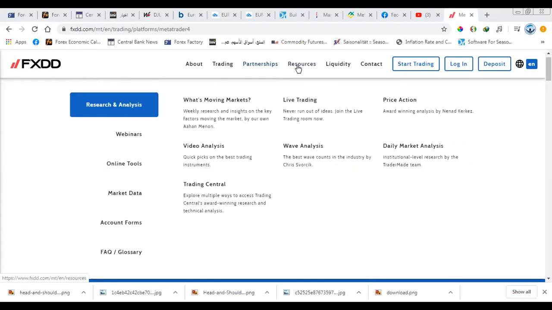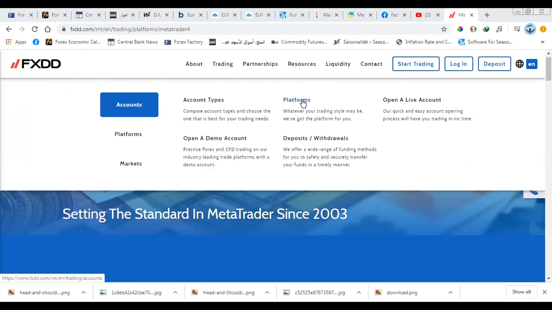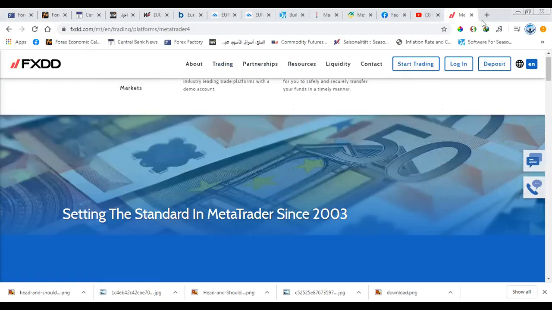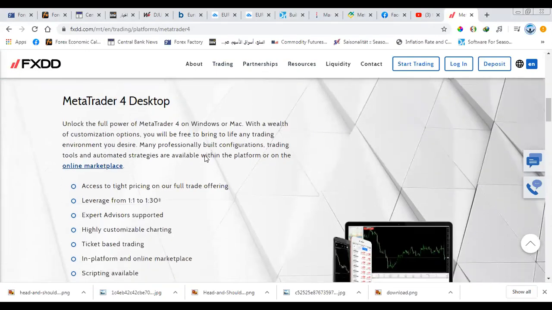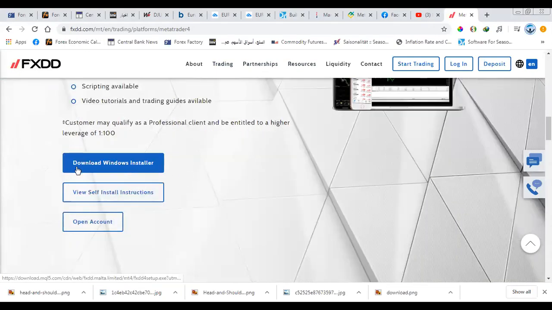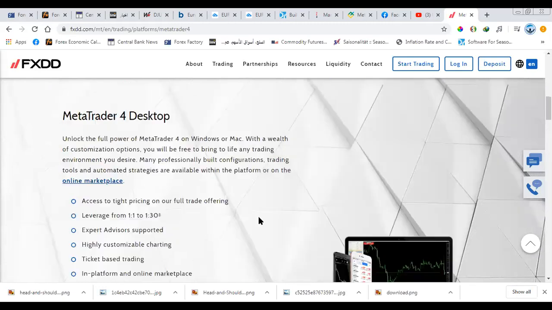You have to find the trading platform. You see here, and after that you just scroll down and you see MetaTrader 4. This is the program we use for trading, MetaTrader 4. In this case, I use it for the desktop here, so I just download from here, the Windows installer. I download MetaTrader 4 for Windows, and after I download and install the program, let me show you.